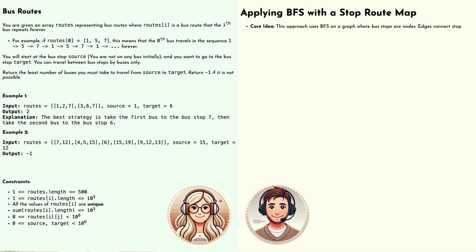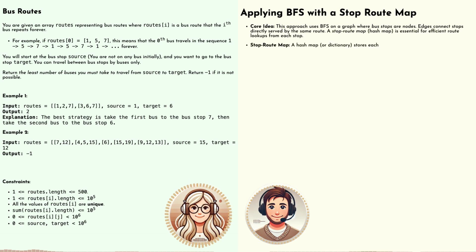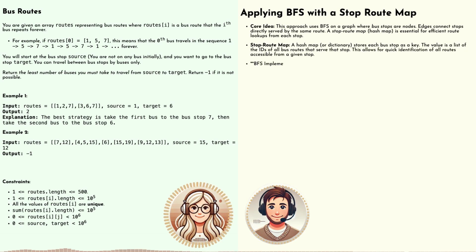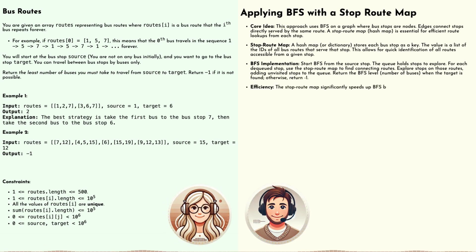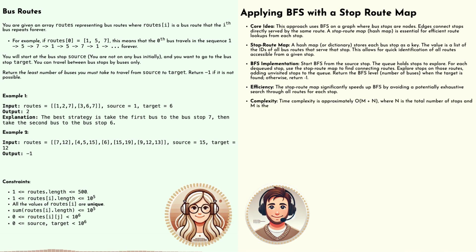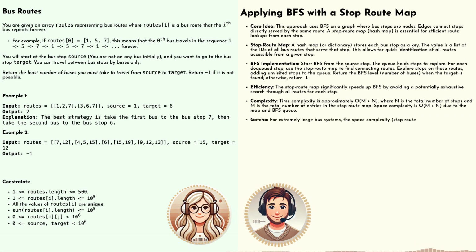So we kind of got what BFS is, but how do we actually use it for this bus problem? There are two main approaches to applying BFS to this problem, and they both involve a clever little twist to how we think about the problem. One uses what we call a stop route map, and the other treats the bus routes themselves as nodes in a graph. Those sound pretty interesting. Let's start with that stop route map thing. Sure. What is a stop route map?